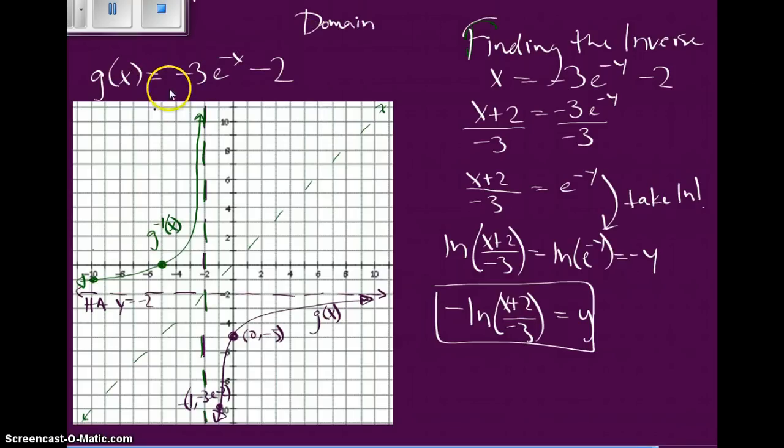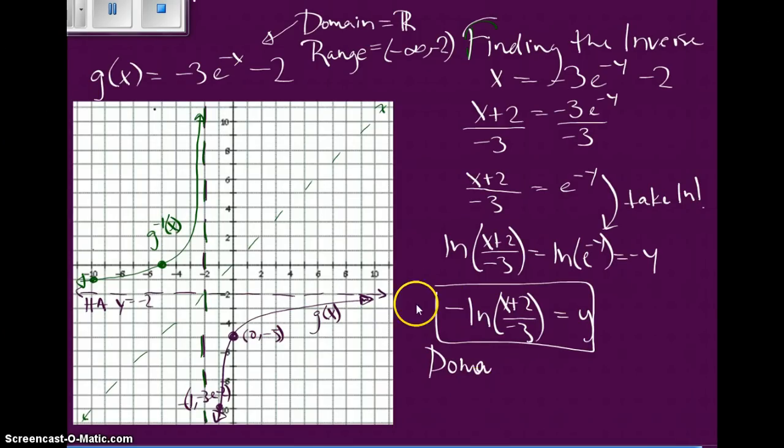Finding domain and range of the two. If I want to find the domain of this original, exponential functions always have domain equal to all real numbers, or -infinity to infinity. The range, though, only goes from -infinity up to -2. If I looked at this graph, it stopped at -2, right? So the range will just be -infinity to -2. Down here, the domain and range get switched because it's the inverse. So the domain of this function is the range of the previous one. And also, if I look at the graph here, the graph of the inverse goes from -infinity right up to -2, and then it ceases to exist for x values greater than -2.